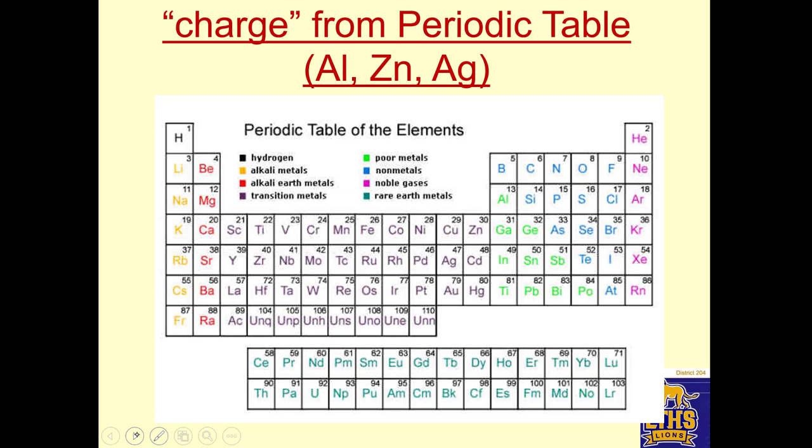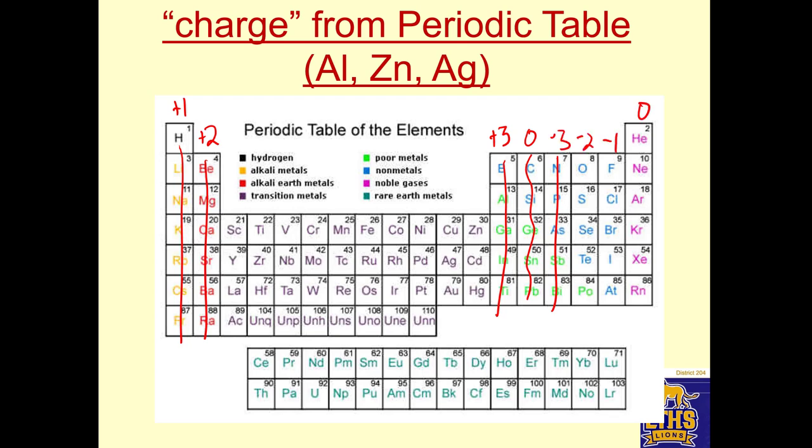All right. You can find the charge of an ion from the periodic table. Everything in this first column is plus 1. Everything in the second column is plus 2. Everything in this third column is plus 3. This right here I'm going to call 0. Everything here is minus 3, minus 2, minus 1, 0. Now, there are a few things that are odd.